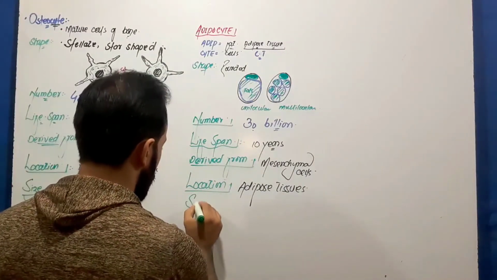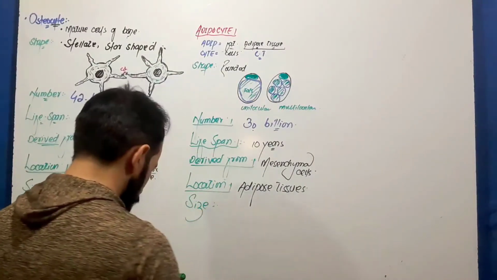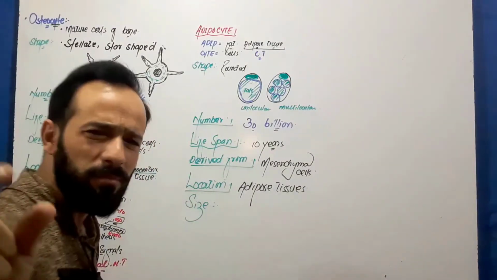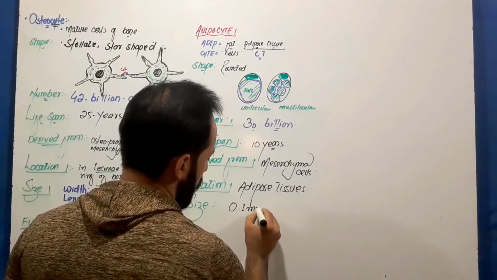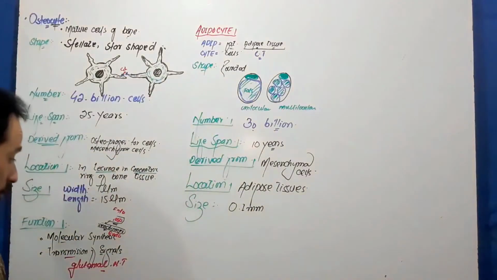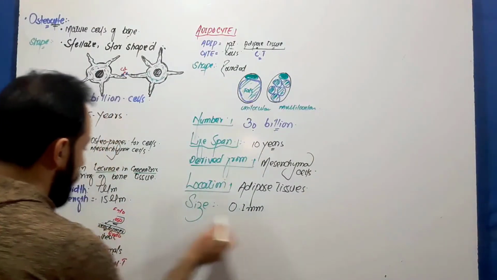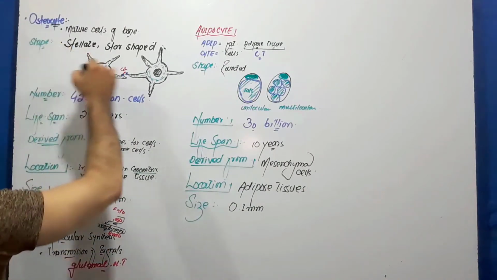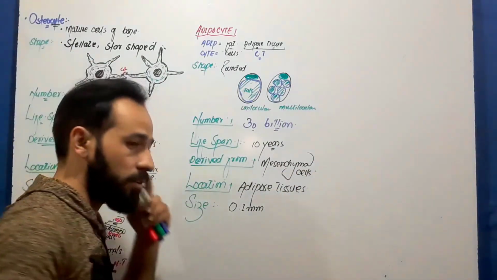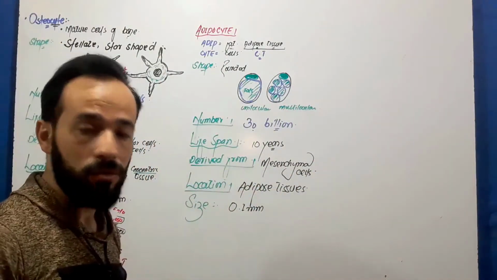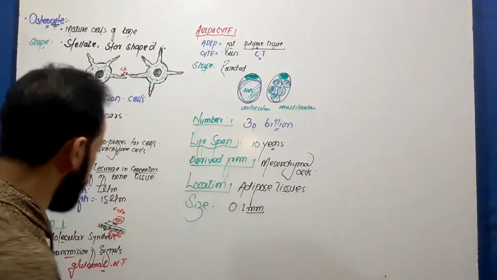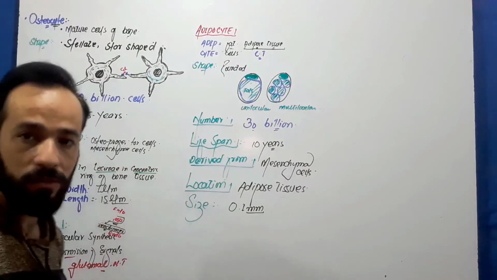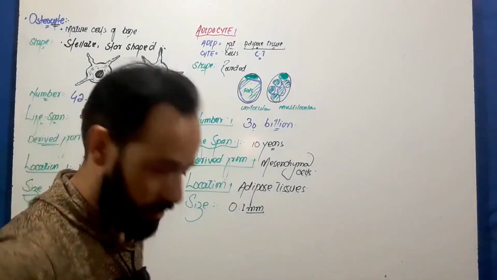And then what is their size? What is the size of such cells? They are very small cells. Their size is about 0.1 millimeter. So look friends, much bigger than these osteocytes, osteoblasts, chondrocytes and chondroblasts. Those are measured in micrometers, but these are measured in millimeters. They are a little bit larger cells, right?